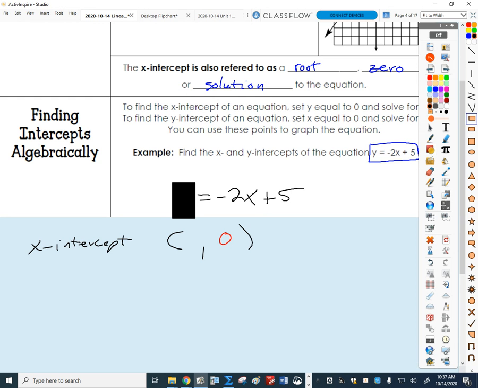What do I get if I solve for x there? What am I going to get, Adelaide?